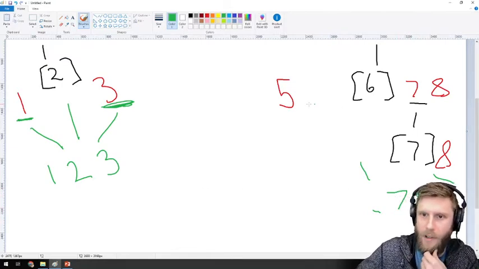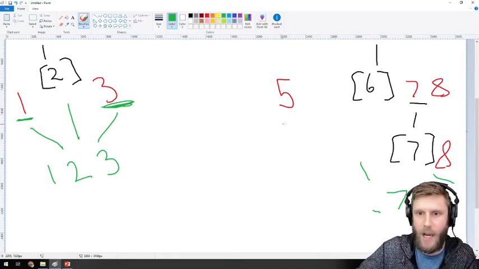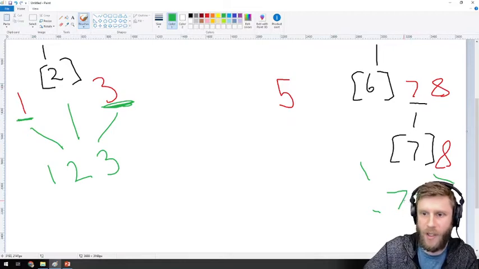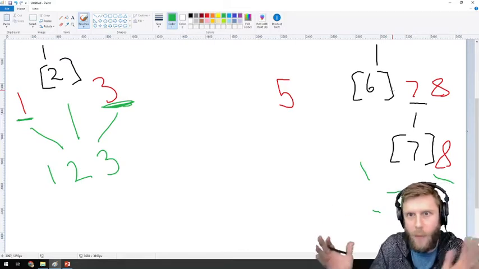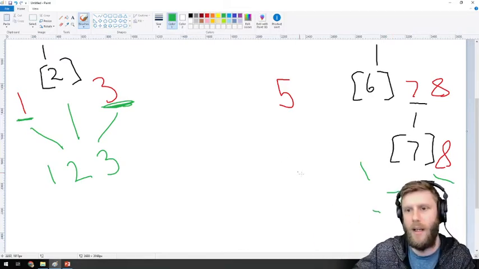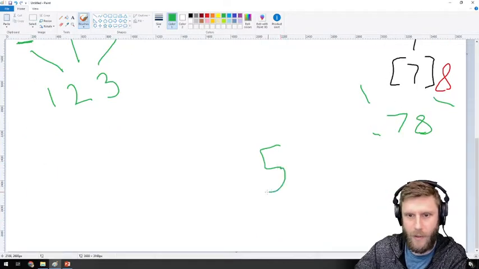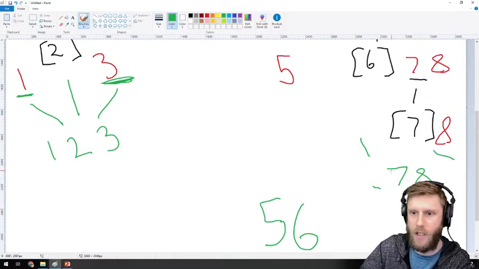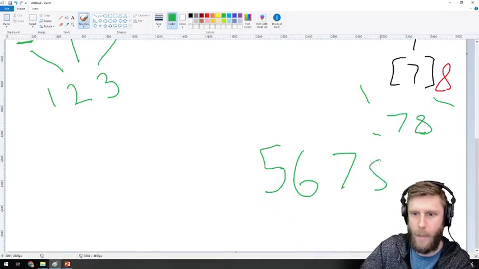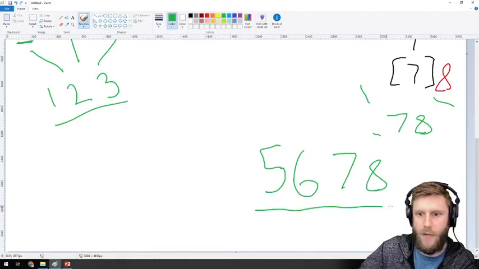Now, let's go up a layer. So we have the 5. Now, I know 5 is less than the 6, right? And I know that this sorted list 7, 8, all those numbers are greater than the pivot because all the numbers that were bigger than the pivot went to the right-hand side. So I've got this list here. I'm going to take the 5. Append the pivot. Then append the sorted list on the right-hand side, which is 7, 8. Okay, great. Now, we've got the 1, 2, 3, and the 5, 6, 7, 8.